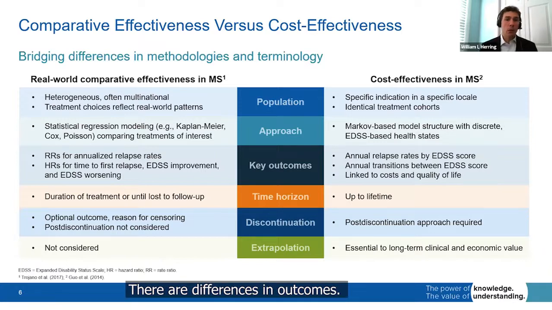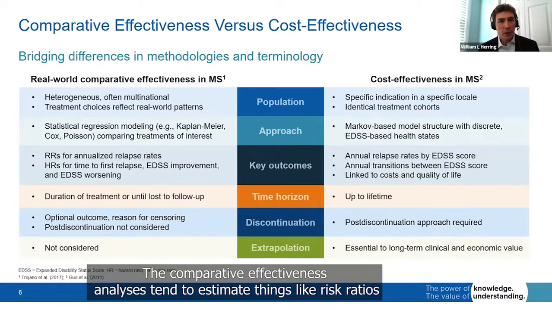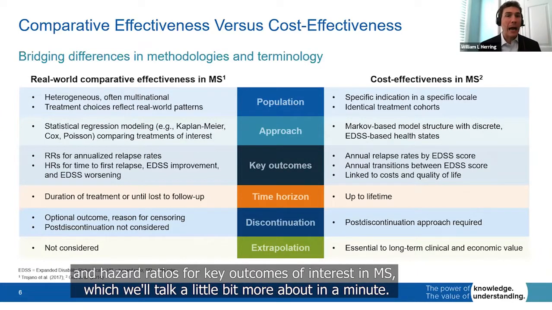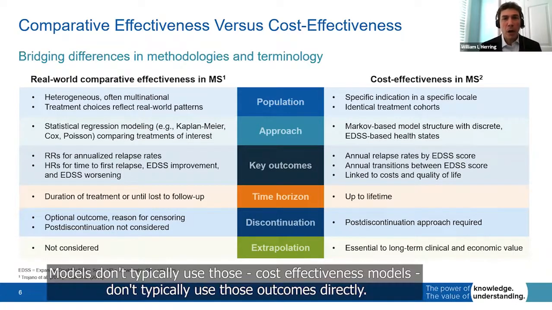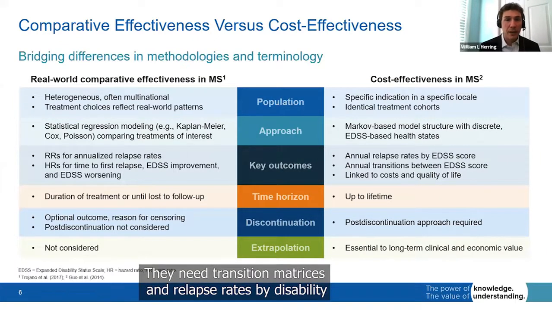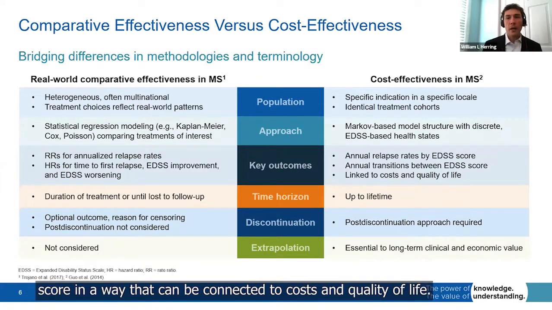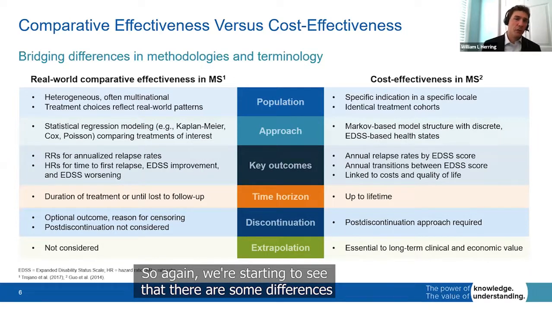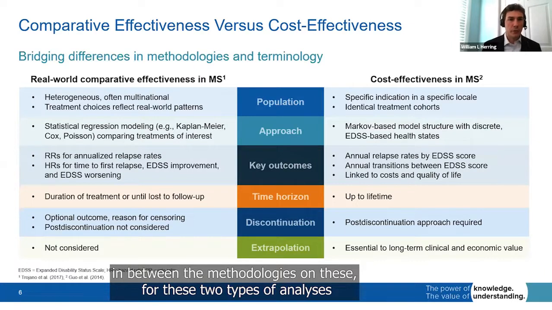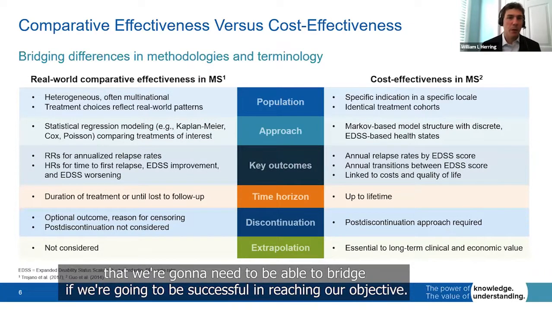There are differences in outcomes. The comparative effectiveness analyses tend to estimate things like risk ratios and hazard ratios for key outcomes of interest in MS, which we'll talk a little bit more about in a minute. Cost-effectiveness models don't typically use those outcomes directly. They need transition matrices and relapse rates by disability score in a way that can be connected to costs and quality of life. So again, we're starting to see that there are some differences between the methodologies of these two types of analyses that we're going to need to bridge if we're going to be successful in reaching our objective.